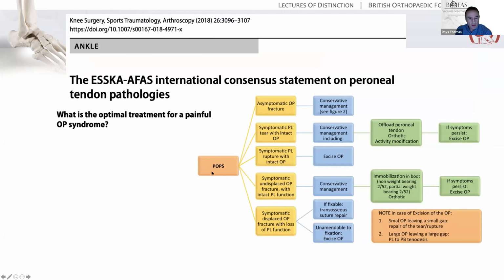So, as we mentioned earlier, the POP syndrome, the painful os peroneum syndrome, covers quite a variety of different pathologies and quite a variety of different treatments, but essentially involves excising a symptomatic os peroneum, trying to maintain the peroneus longus tendon if possible, but if not, performing a tenodesis, excising an enlarged peroneal tubercle, and again tubularizing or tenodesing diseased tendons in this region.